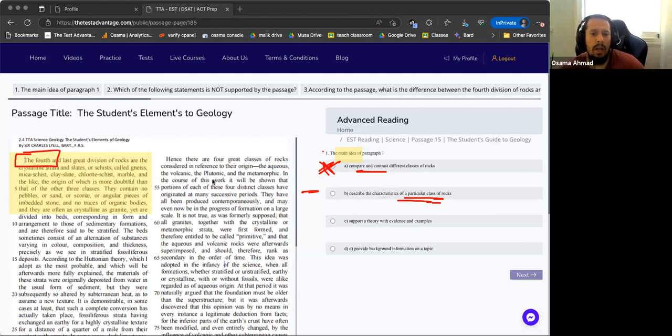Usually in paragraph number 1, you're going to find the main idea of the passage. Right? So بنتكلم عن the fourth class, بنتكلم عن what was it? The features of the crystalline strata, the slates, the schists, which كل دول class معينة. So إجابتي إجابة B, right? إجابة supportive theory with evidence and examples. Again, ده مش المين idea بتاع paragraph number 1. Paragraph number 1 هدفه أول حاجة يشرح لي a specific class of rock, right?